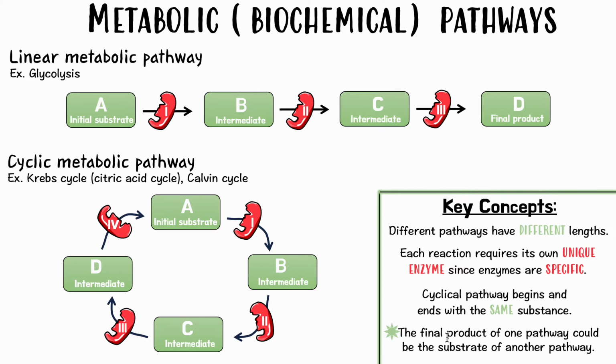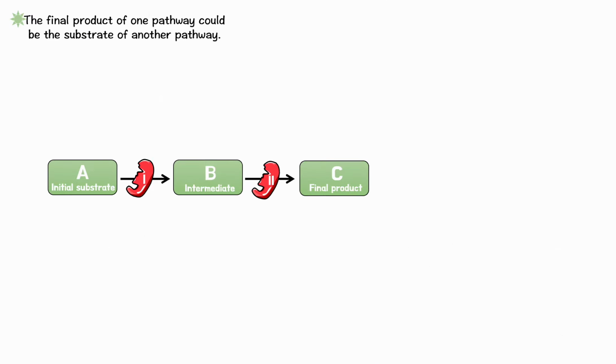And then lastly, the final product of one pathway could be a substrate of another. So don't think of everything as separate. Our body is so complex and interwoven. Look, it can even be like this. Okay, so say we have a linear pathway here, starting with A and ending with C. This final product could have a job, but there could also be scenarios where this product is simply going to go and become a part of another pathway.